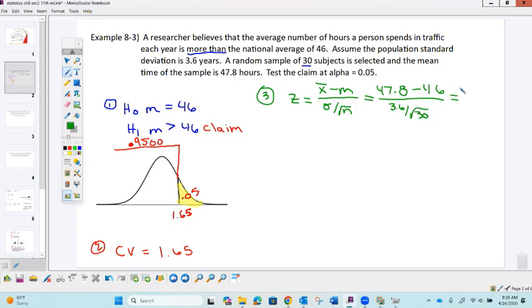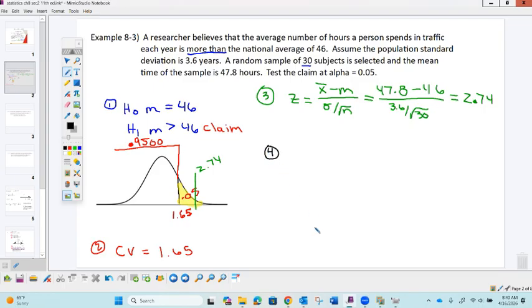When you plug that in your calculator, you should get 2.74. Sorry, having trouble with decimals today. 2.74. Let's go over here and let's see where that would fall. That is greater than 1.65. So it's going to go here. That'll be somewhere in there, my 2.74. Okay, so now we're going to do step 4 and step 5.